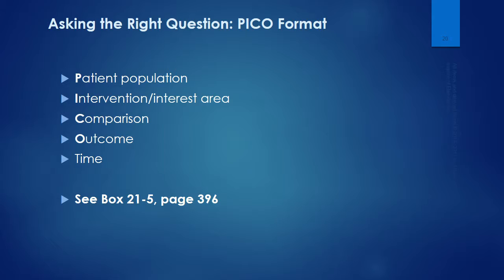Outcome, the O, means what are the results? T stands for time. So what is the time frame for this intervention? Is it a relevant factor for this particular evaluation? You can look at page 396 and box 21.5 for a little bit more detail on what each of these stands for.